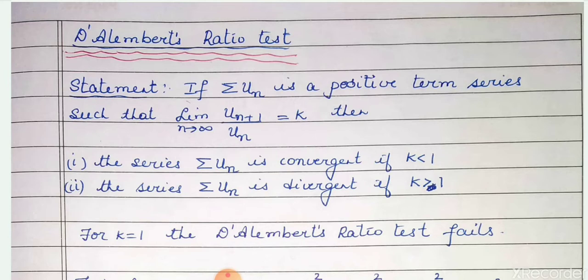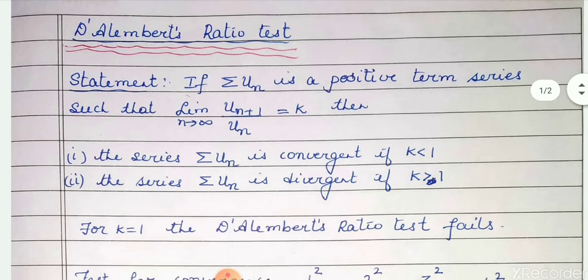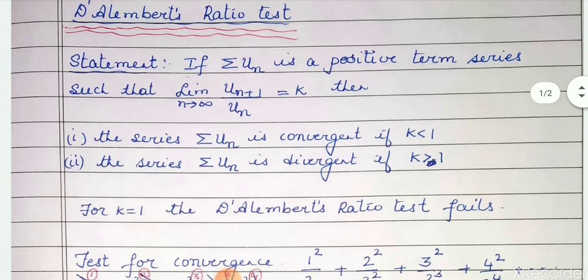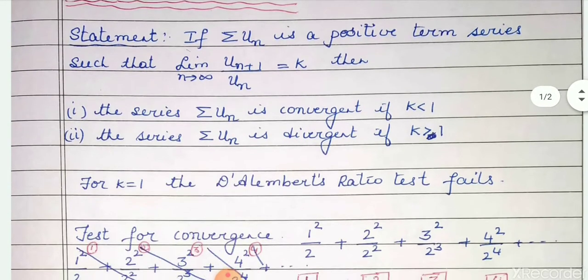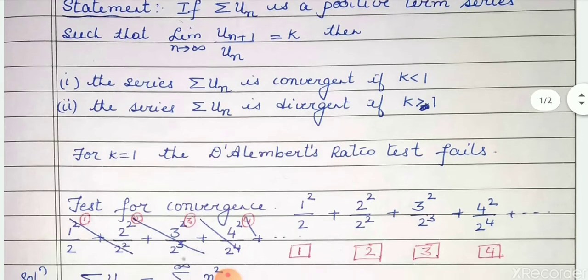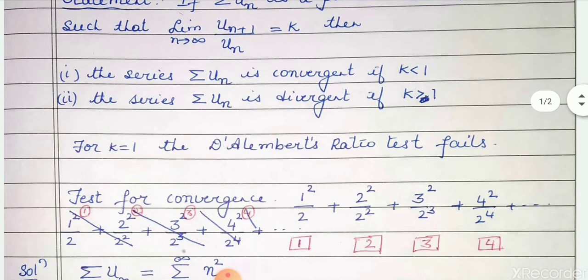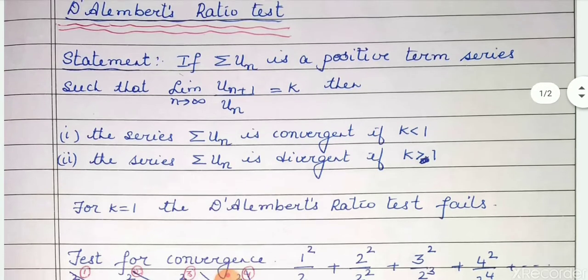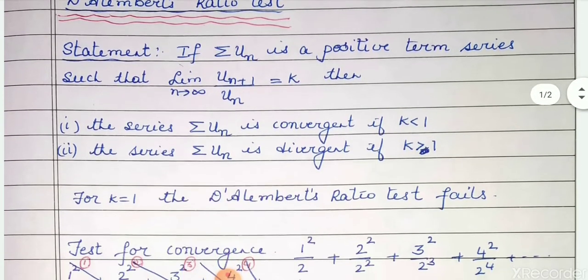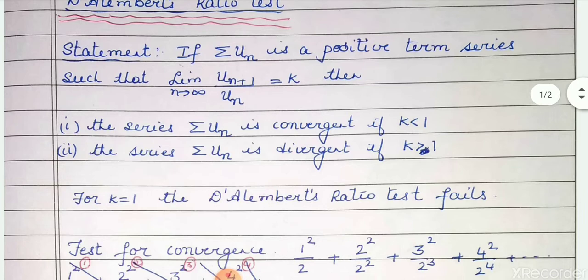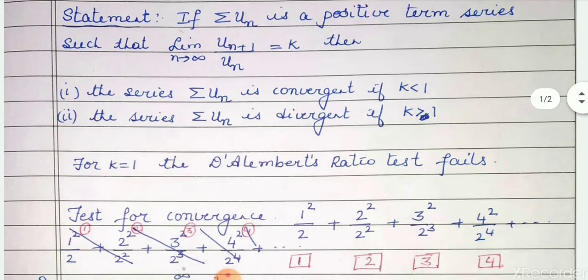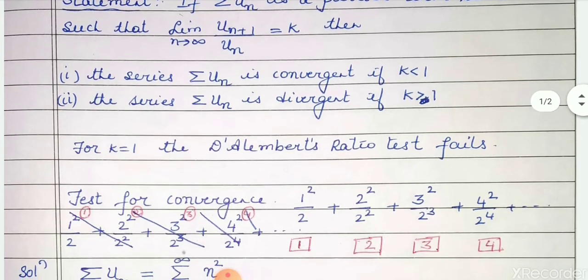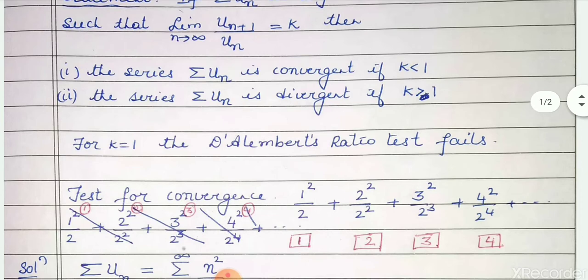Then how do you check whether the given series is convergent? The series sigma un is convergent if the value of k is less than 1. The series sigma un is divergent if k is greater than 1. What if the value of k is equal to 1? If the value of k is equal to 1, we say that the D'Alembert's ratio test fails. And then we go back to those simple tests, whether it's a geometric series test or P series test or Cauchy's fundamental test. So whichever test is possible, if at all the value of k is 1.